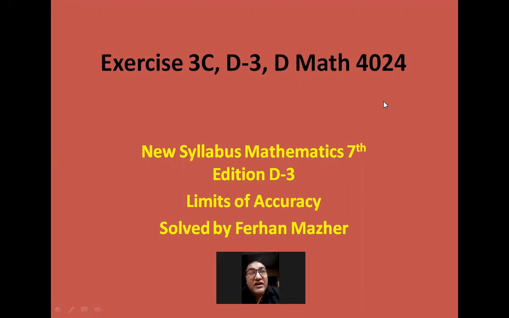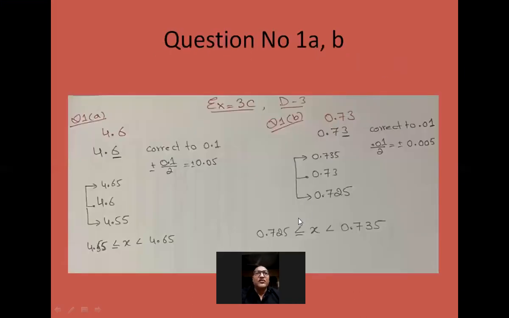Here we will learn that whenever a certain measurement is given to you, that measurement always has some least count, and we say this measurement is correct to a certain number. By using that number, we will be able to tell the upper bound and the lower bound of that measurement. So we will practice these questions, and you will learn in this exercise how to find the upper bound and lower bound of any measurement. So let's start. The first question is coming up on your screen.